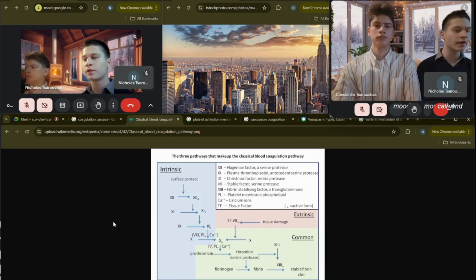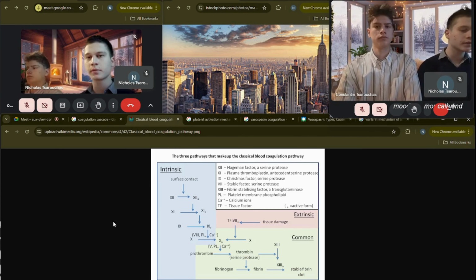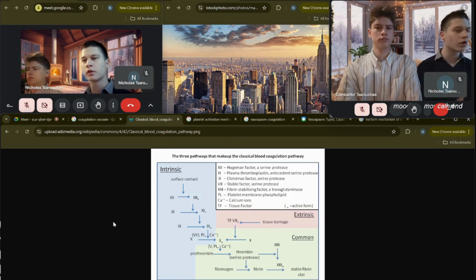So if you have, let's say, a plaque that ruptures and you start exposing all these subendothelial structures, a clot is going to form, which can either lodge further down as some sort of embolism or really occlude that artery or vein with that vessel.